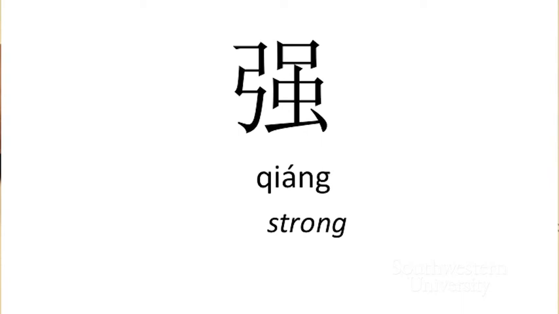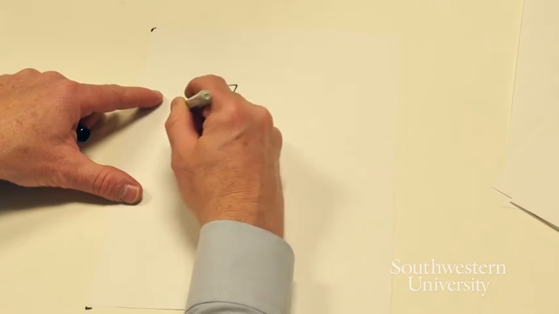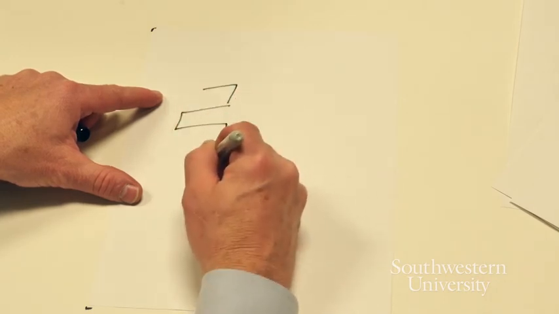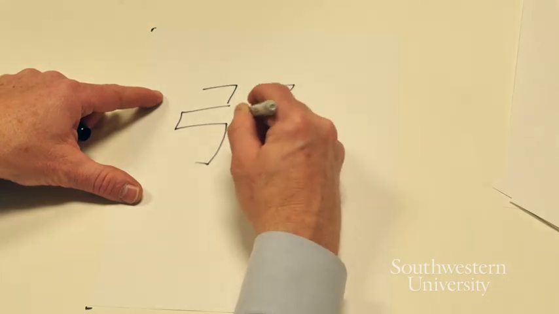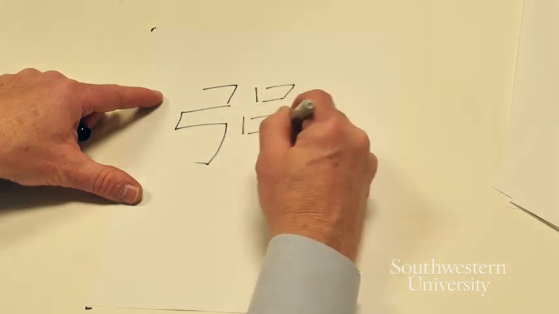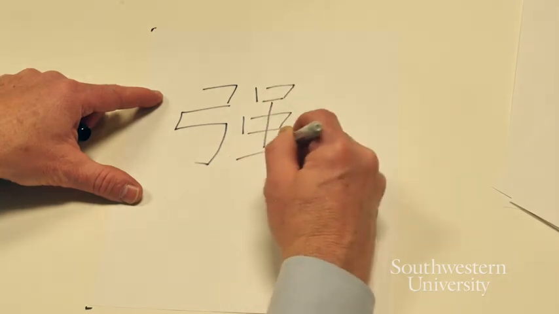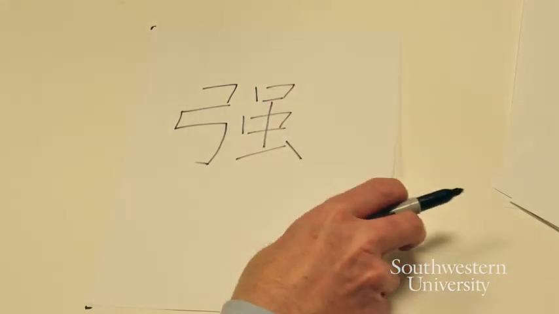Qiáng, strong. On the left-hand side, you have a depiction of a bow, and on the right-hand side is a phonetic. Well, let's just write it out here. So there's our bow, a recurved bow. Qiáng, strong.